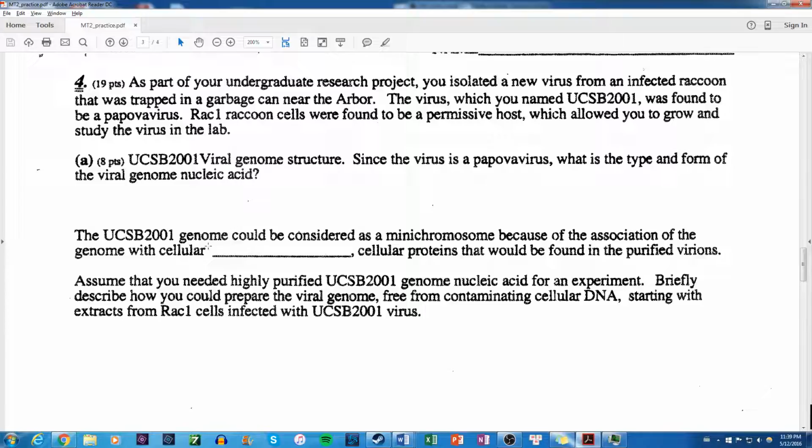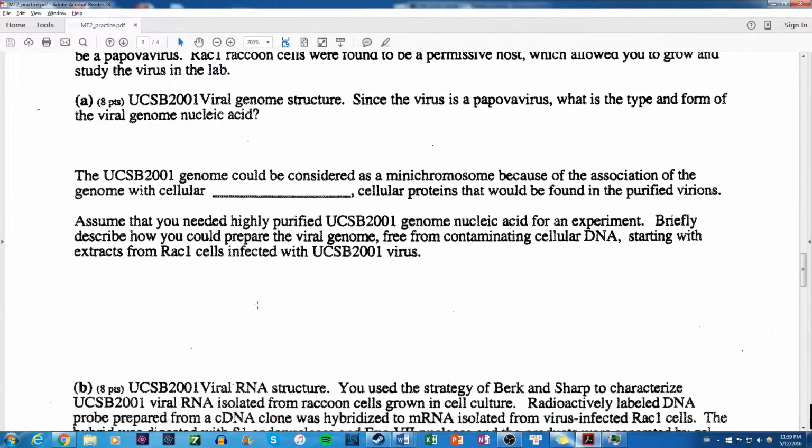Okay, now why, if you watch my video or you watch the lectures from Dr. Samuels, why is it considered a mini chromosome? Simple, because it wraps its double-stranded DNA around the same histones that cellular proteins wrap their DNA around. So essentially, this polyomavirus is a miniature chromosome. It's just like our own chromosomes because it wraps its DNA around histones.